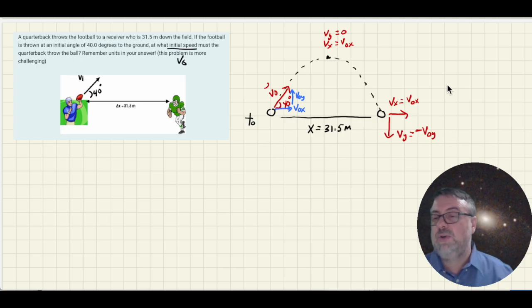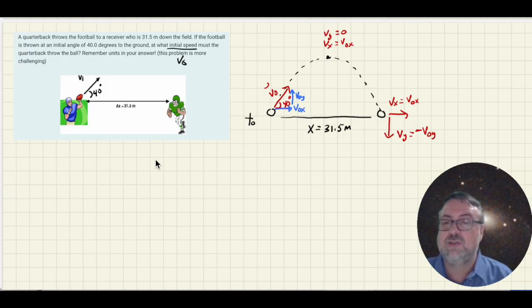Now, I do not know what v naught y is, or v naught x, or v naught at this point, so you may be thinking that you're stuck, but we're not. Let's just follow through and take it step by step and see where the math leads us. This is a perfect example where you just have to trust yourself on the math.